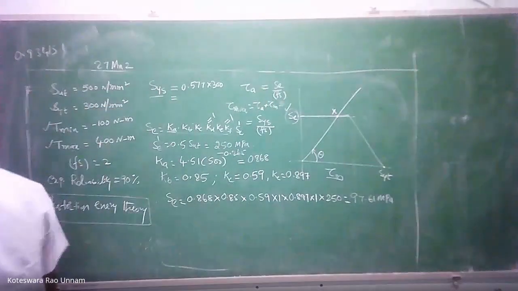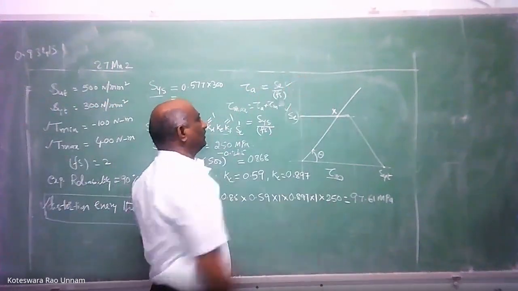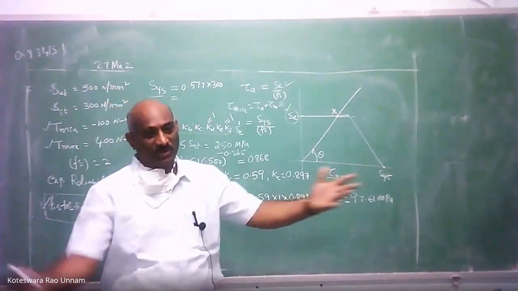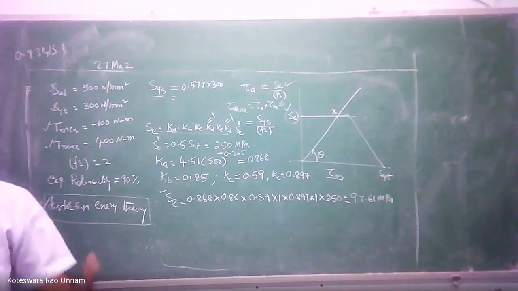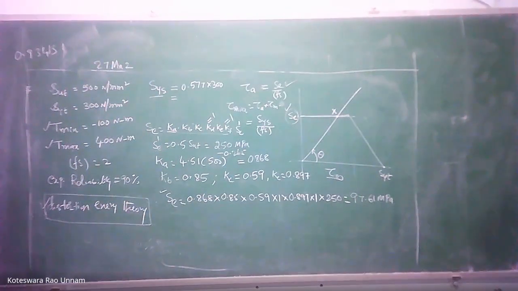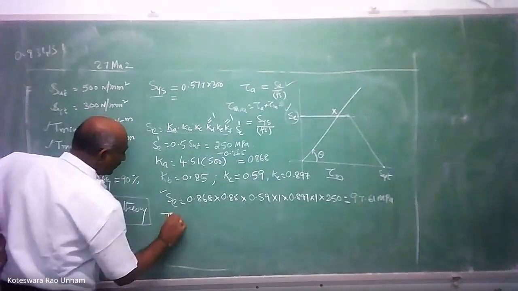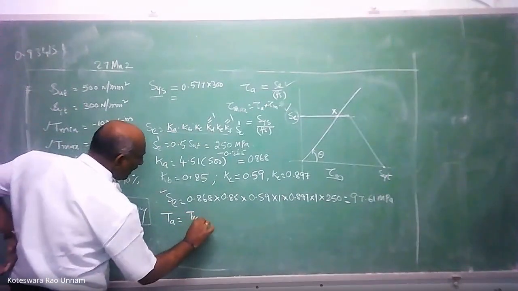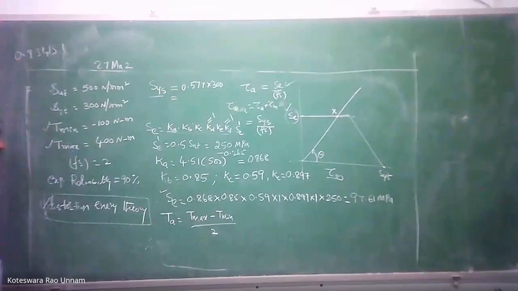Okay, so now in this equation, I got the SE value. Fs is already given to me. Now I have to compute only tau A. For tau A, you have to calculate the amplitude of the torque, TA. He has given T minimum and T maximum. So how can I calculate that? TA is equal to T max minus T minimum divided by 2.